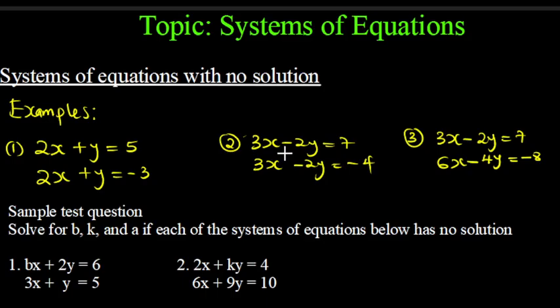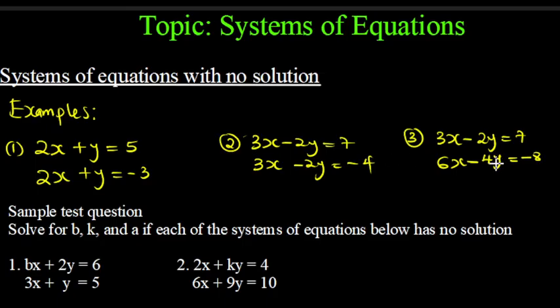Same thing here. This is 3x minus 2y is equal to 7, and 3x minus 2y again is equal to -4. These expressions are the same, but the results are different, so it can't give us any solution.